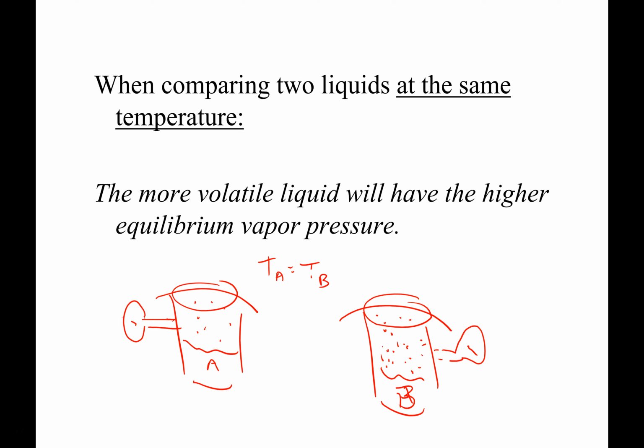The volatile liquid will have a higher pressure. By the way, we have a slide coming up where it says equilibrium vapor pressure. That's a mouthful, but this is what it's describing. Sometimes it's just called EVP, equilibrium vapor pressure, and sometimes it's just called vapor pressure.